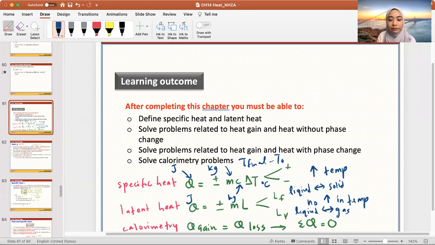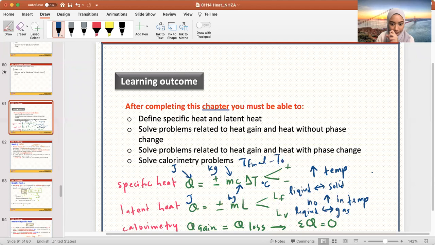Same for L_V. If you are changing liquid to gas, you need to absorb energy. That's a positive Q. You use L_V. If you are changing gas to liquid, you are releasing energy. You still use L_V. It's the same L_V.